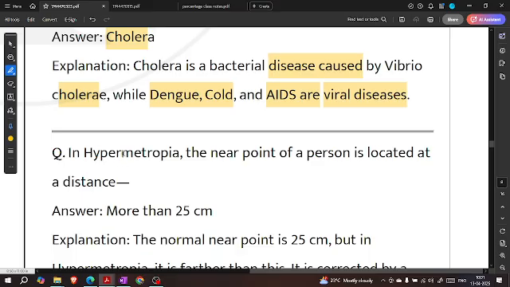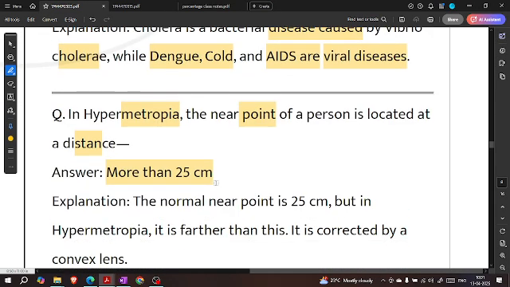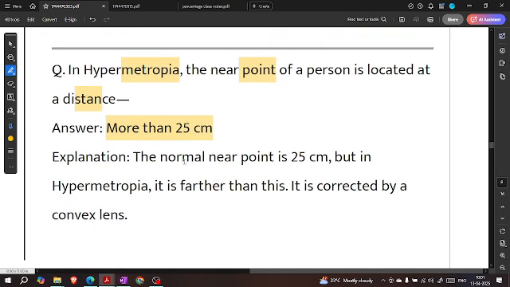In hypermetropia, the near point of a person is located at a distance more than 25 centimeter. A normal near point is 25 centimeter, but in hypermetropia it is farther than this. It is corrected by convex lens.